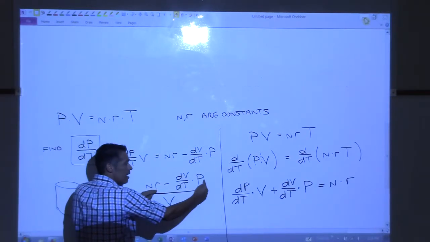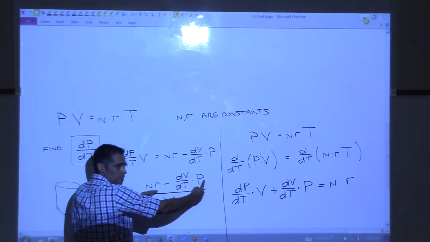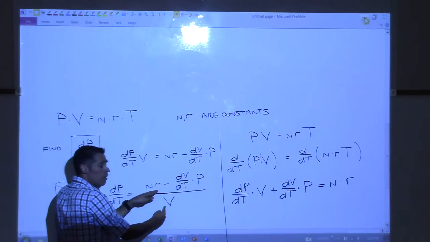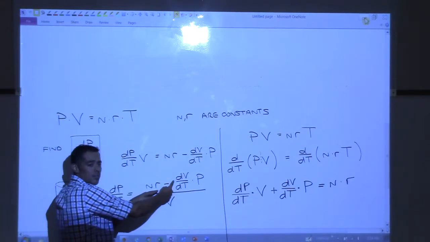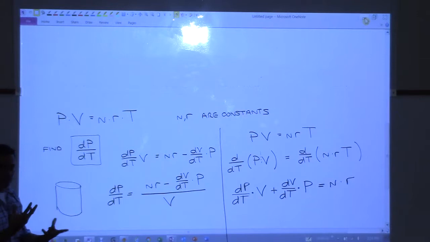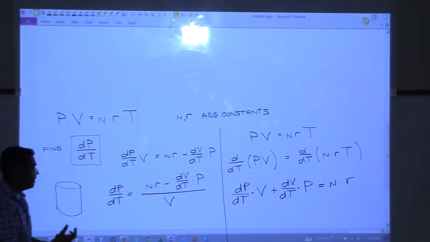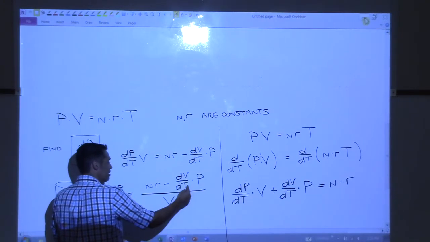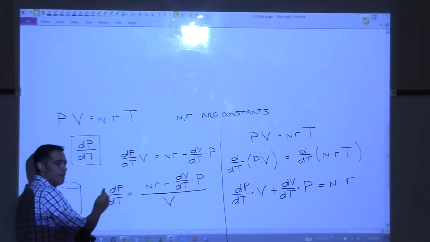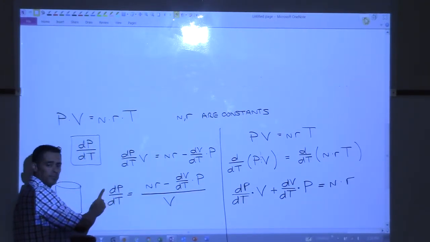I need to know the pressure in the tank, okay? I need to know the volume in the tank. And there's one more thing I need to know. What is it? The rate at which the volume is changing. So I've got to be able to measure those things somehow. So if I can measure the pressure and the volume and how fast the volume's changing, then I should be able to tell you how fast the pressure's changing. All right?